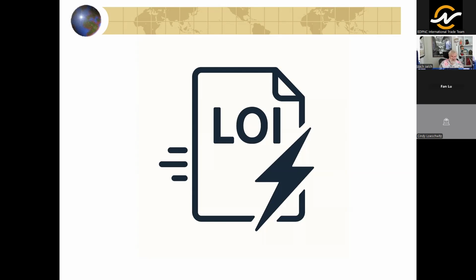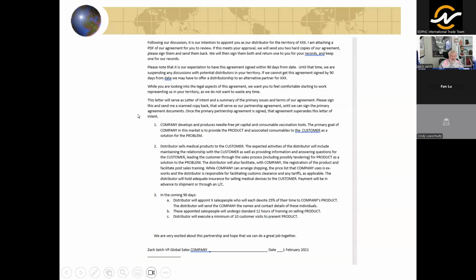Okay, this is a fantastic tool. It's sort of hard to see, but basically, I'll read this. Following our discussion, it is our intention to appoint you as our distributor for the territory of X. I'm attaching a PDF of our agreement for you to review. If this meets your approval, we will send you 2 hard copies of our agreement. Please sign them and send them back. We will then sign them both and return one for you.